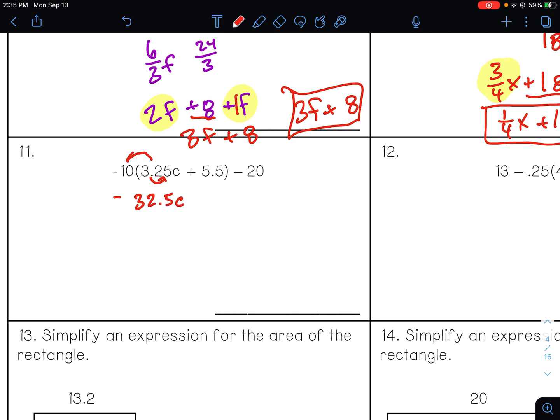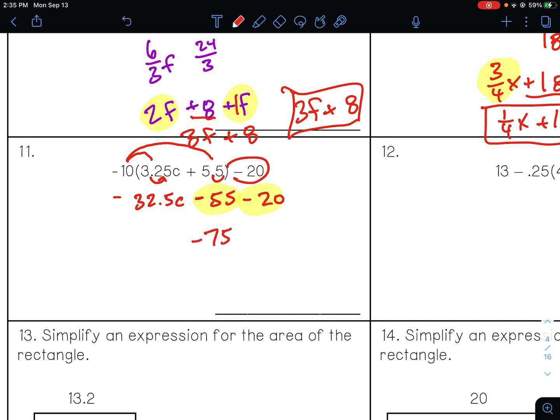And then double rainbow now. Negative 10 times positive 5.5, that's going to give us a negative answer. And I just move the decimal place over 1. So that's going to be 55. And then I bring down the minus 20. And any like terms? Well, yes, minus 55 and minus 20. When I have two negatives and I'm combining them, I'm putting them together, I get a bigger negative. So negative 55 and negative 20 is negative 75.